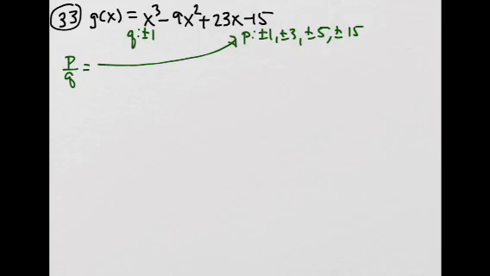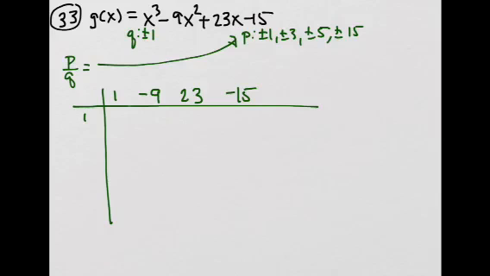Okay, so now we're going to set up for synthetic division. Starting with 1, you bring down the 1. 1 times 1 is 1, minus 9 is negative 8. Then negative 8 times 1 is negative 8, plus 23 gives you 15. And then 15 times 1 is 15, minus 15 gives you 0. Okay, so this one worked, so I didn't need all of this space.